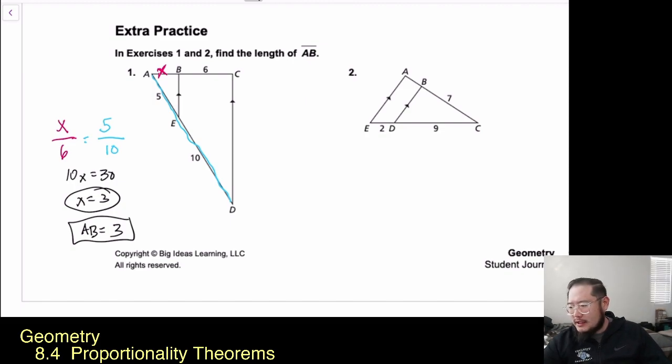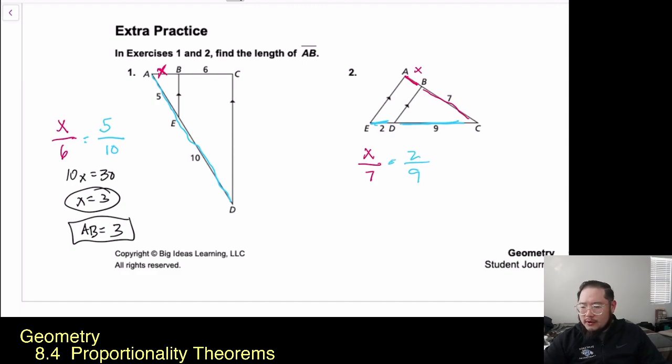All right, let's take a look next at number 2. I look on the same side, and I've got AB, which we'll call x. And over here we've got segment BC. So those are on the same side, so I'll put x over 7, and we'll set that equal to ED over DC. ED is 2, DC is 9. I put 2 on top because it is right across and it's on the same section as where segment AB is on the triangle.